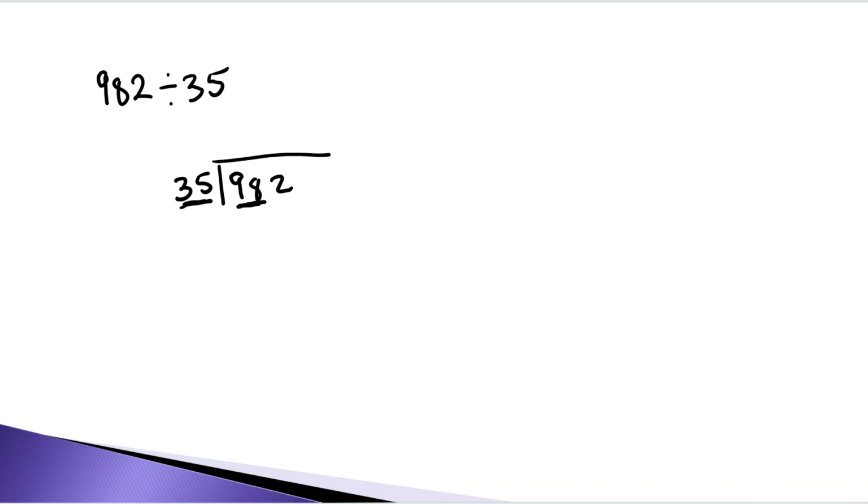And I make a guess. Based on the 3 and the 9, it looks like it should probably go 3 times. But really, I'm going to guess 2 times because that 5 is kind of big. So I write my guess up here. And then on the side, I take 35 times my guess, which is 70, and I write that under here. And then I subtract. 98 minus 70 is 28.